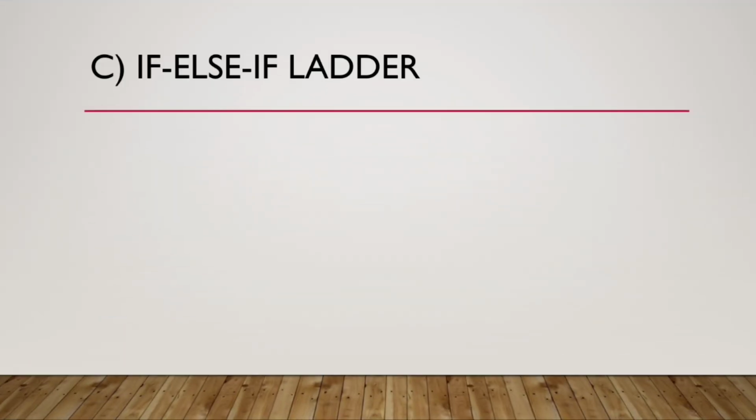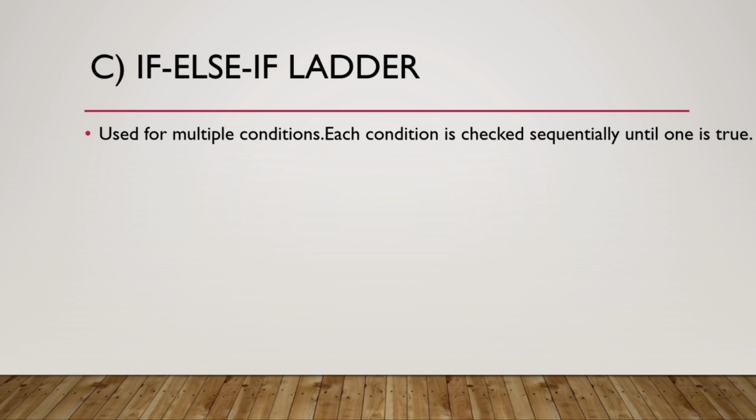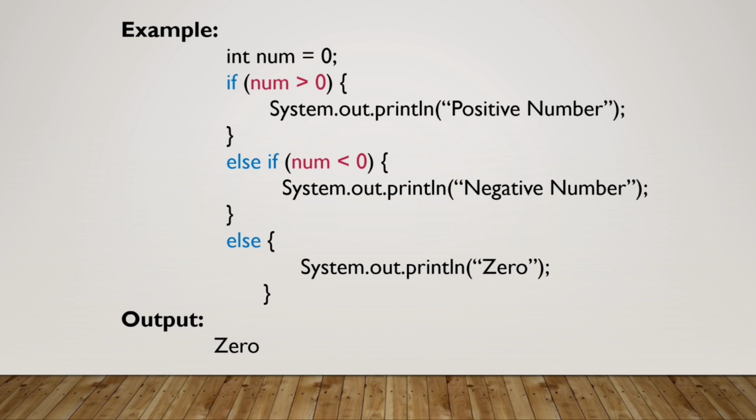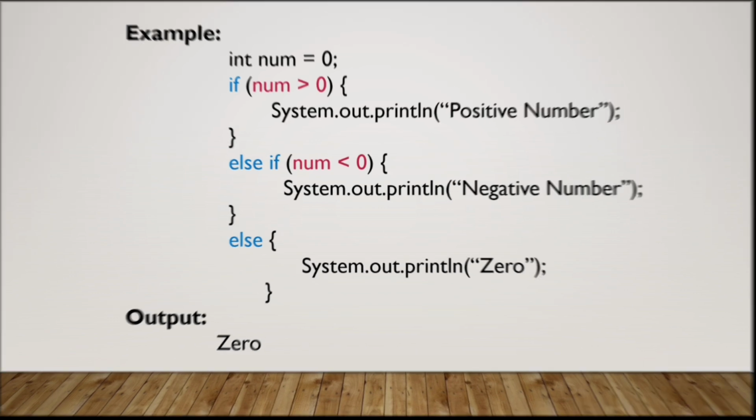C. If-else-if ladder. Used for multiple conditions. Each condition is checked sequentially until one is true. Syntax: if (condition1) { code if condition 1 is true } else if (condition2) { code if condition 2 is true } else { code if all conditions are false }. Example: int num = 0; if (num > 0) System.out.println("positive number"); else if (num < 0) System.out.println("negative number"); else System.out.println("0"); output: 0.